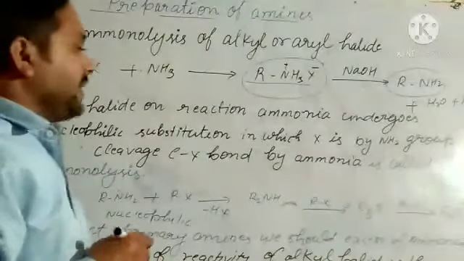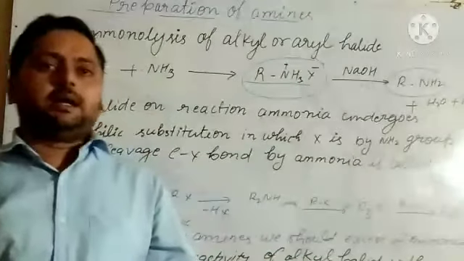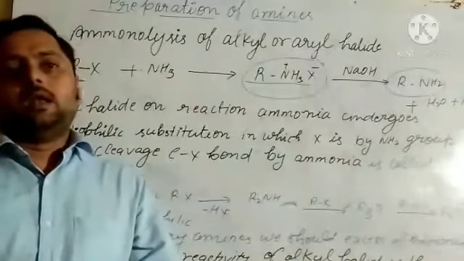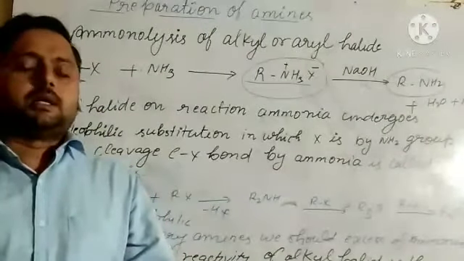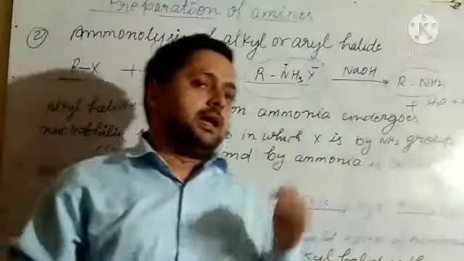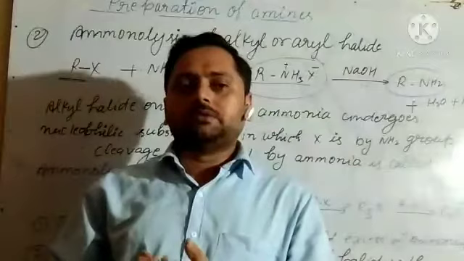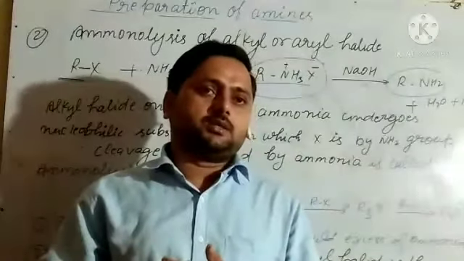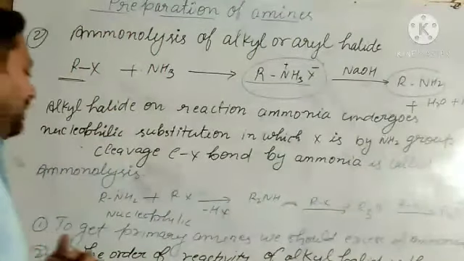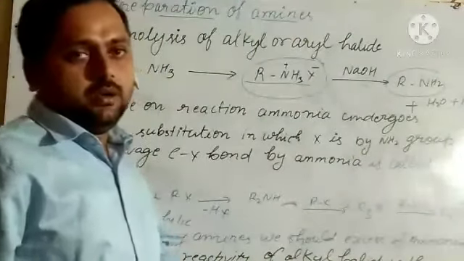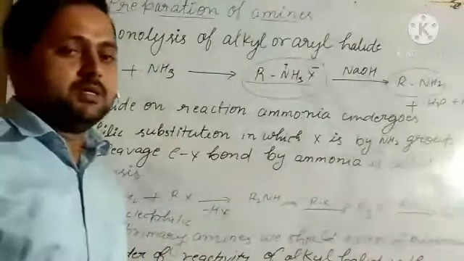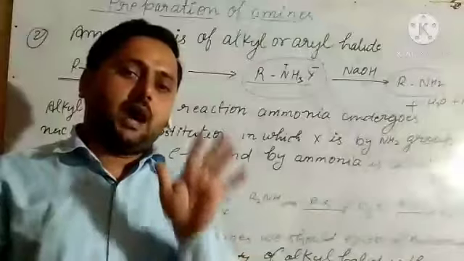The primary amines we got again act as nucleophiles and react with a number of alkyl halides to form secondary, tertiary and quaternary salts. So to get primary amines, we should take ammonia in excess quantity. The order of reactivity of alkyl halide is this. So we should be very careful in the preparation of primary amines: we should take the excess of ammonia.